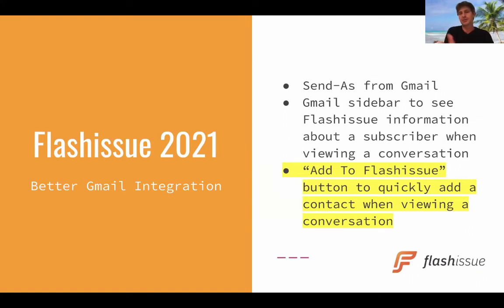I can't show it yet because it's really raw. It's not ready. But the way it works, when you open a conversation in Gmail, you'll see a little sidebar at the right hand or left hand side of Gmail, and it will show you, for the person you're communicating with right now, which newsletters they got from Flashissue, did they open them, did they click the links? So it's going to be like a mini subscriber-specific report for the person that you're communicating with right now.